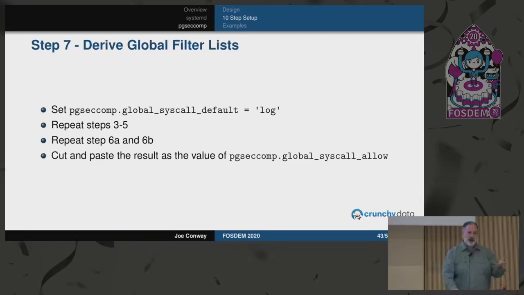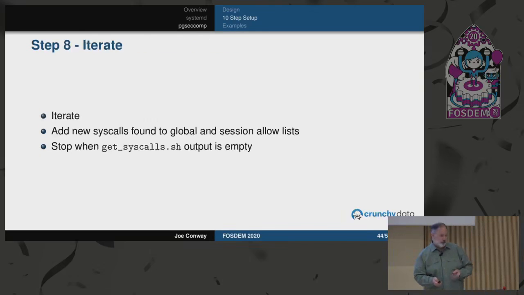So now you're basically going to repeat this at the global level and paste that into the global syscall allow. And now, as we talked about earlier, it's not 100% deterministic figuring out which syscalls are made, because some syscalls are only made when certain things happen. Maybe something gets flushed, or I can't even explain all the reasons why it might happen, but I did find that if I reran this two or three times, I might catch one or two other syscalls.